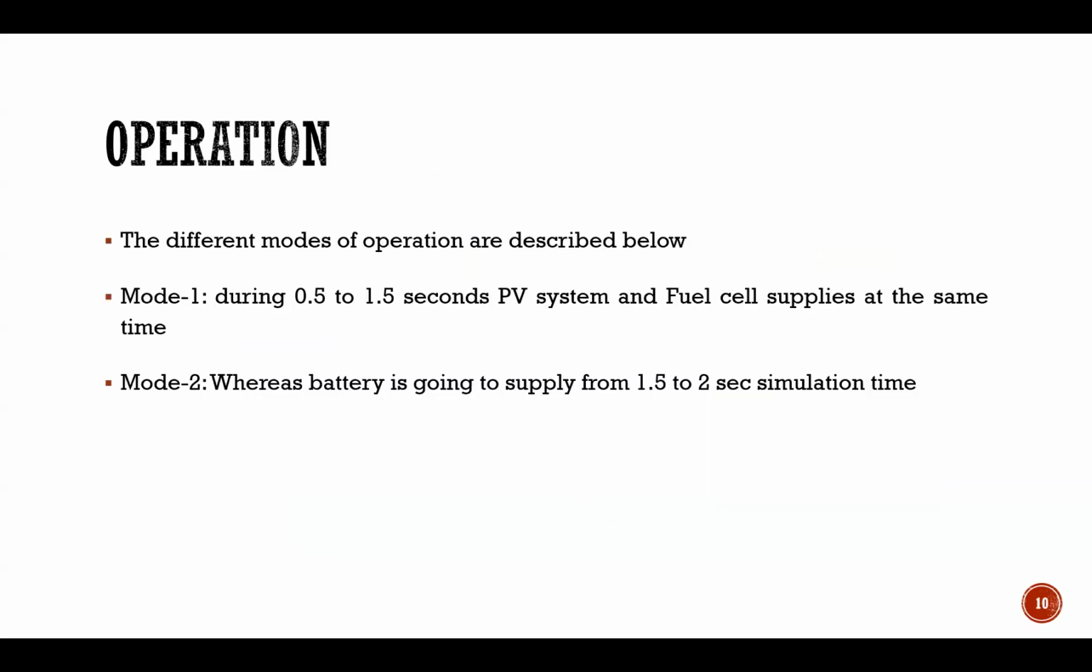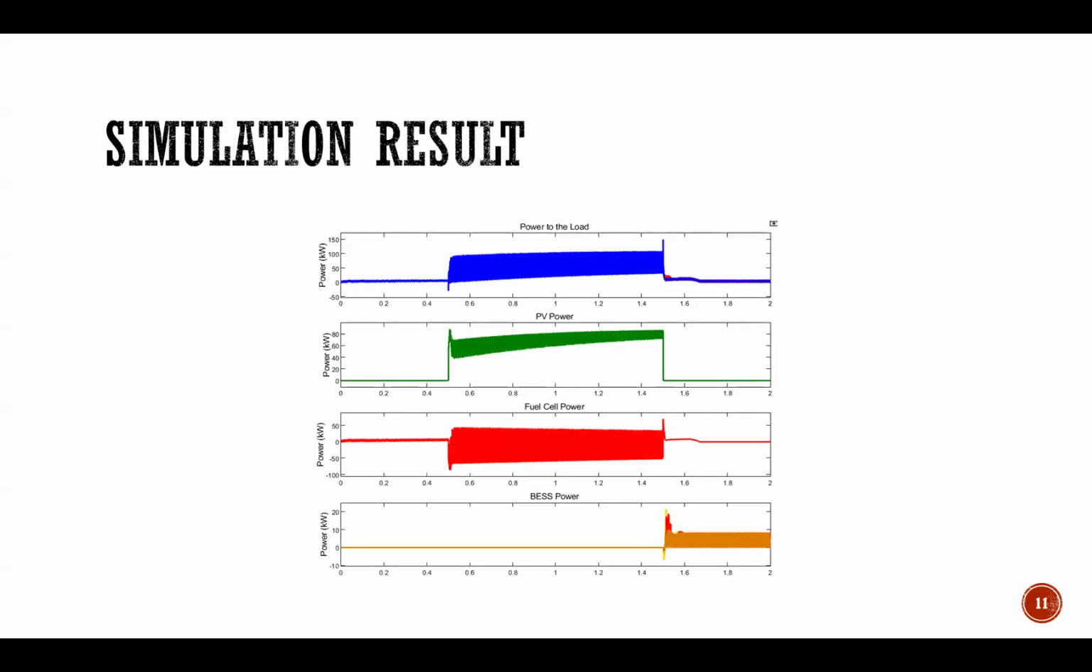In this there are two operating modes. During the first mode, from 0.5 to 1.5 seconds of simulation time, the PV system along with the fuel cell supplies at the same time. During the second mode, the battery is supplying the load from 1.5 to 2 seconds of simulation time. For simplicity, I have taken only 2 seconds, but it can be applied for 24 hours as well.